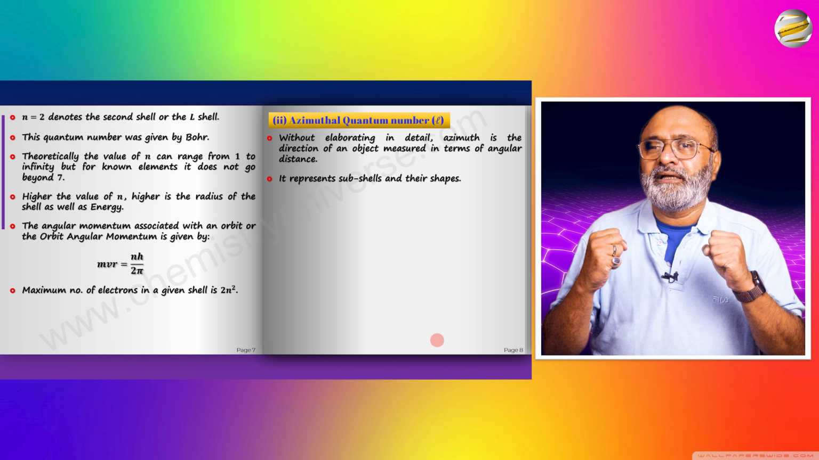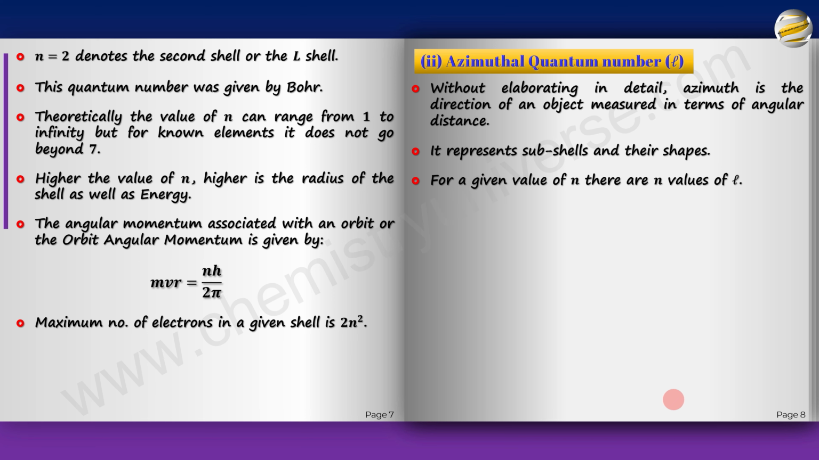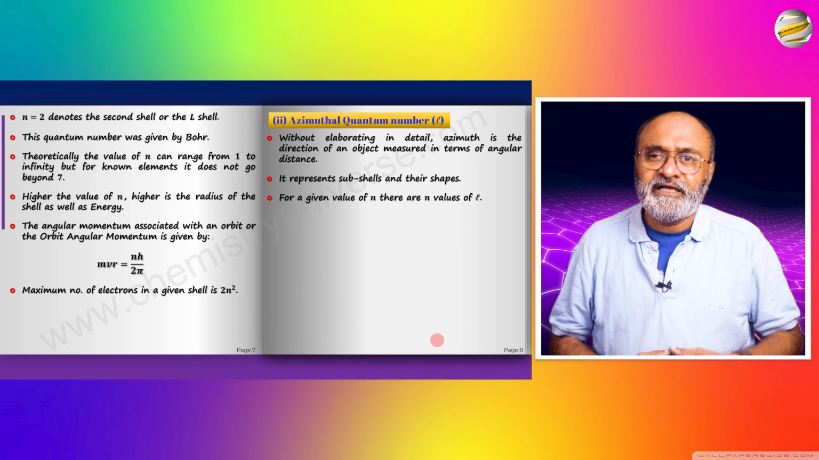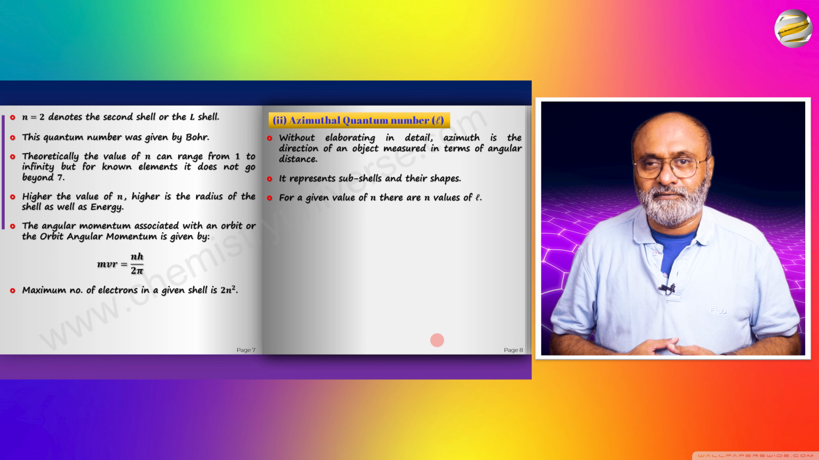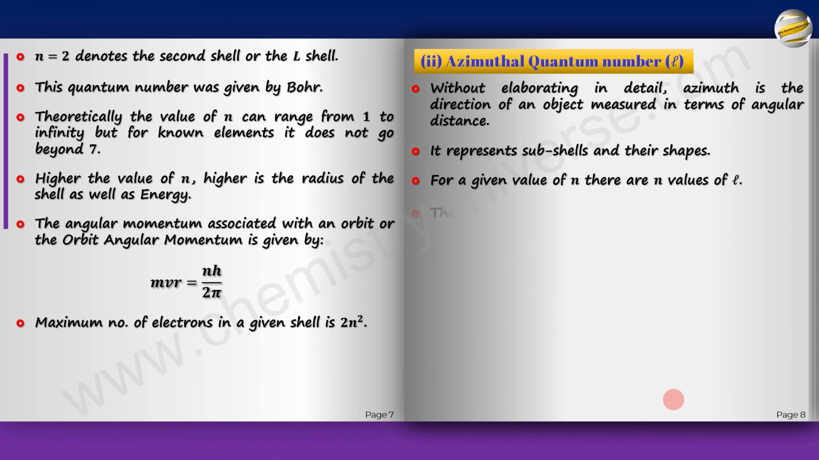Now, it represents subshells and their shapes. For a given value of n, there are n values of L. So if n is 4, there will be 4 values of L. If n is 2, there will be 2 values of L. The lowest value of L is 0, and this was given by Sommerfeld.